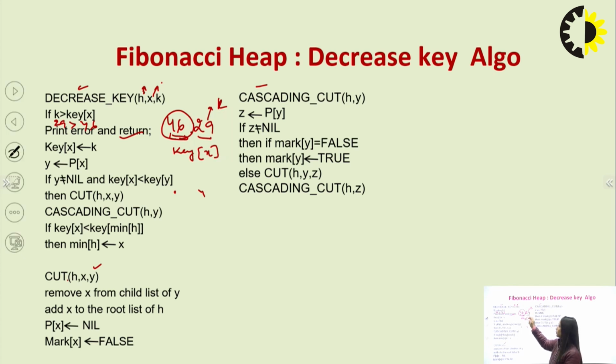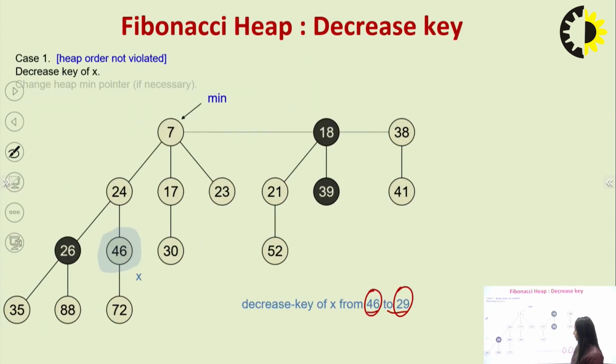Okay, so 29 is less than 46. There are no issues, fine, we do not print an error here. See, key of x is currently 46, now 29. So we update 46 with 29. See here, this is 29, we updated it from 46. Okay, that is what we had to do.